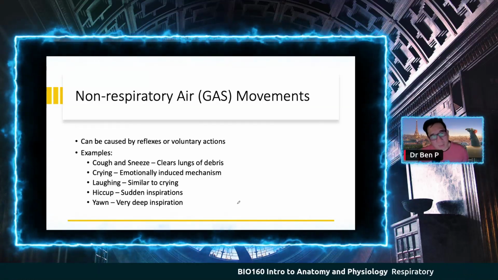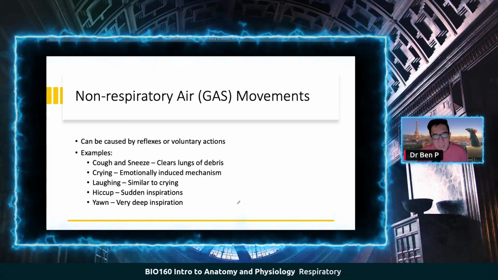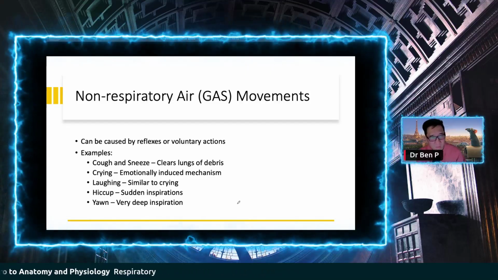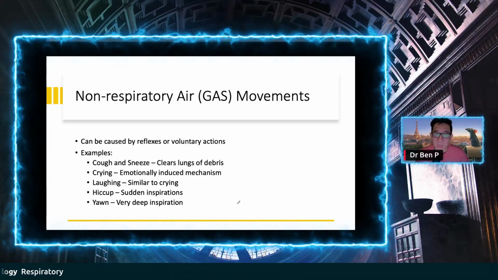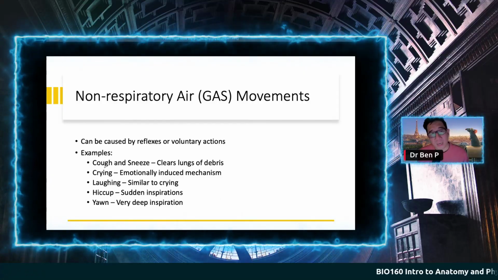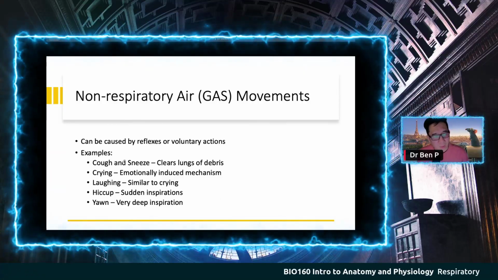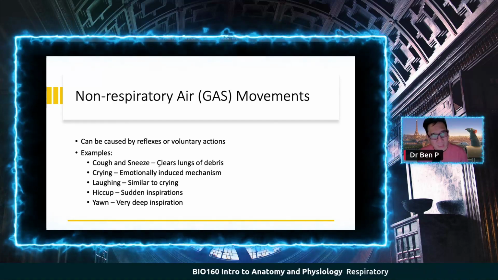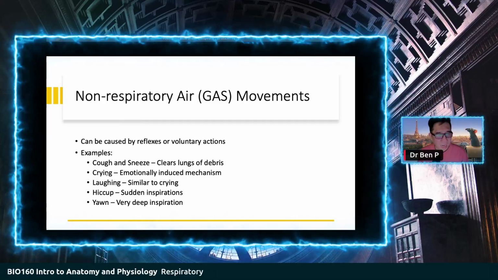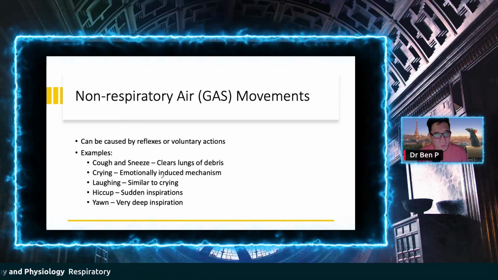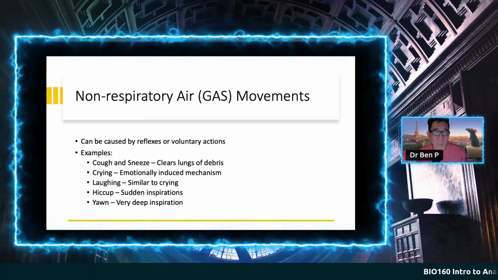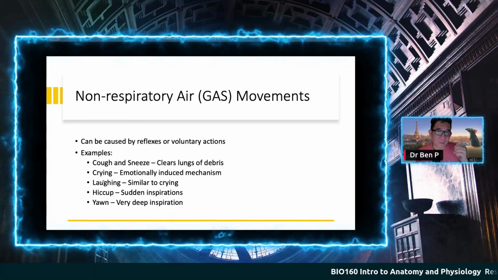These are the non-respiratory air movements. They are just reflexes and voluntary actions that we do on a daily basis. This is how we do them. Cough and sneeze are how we clear the lungs of debris. Crying is actually an emotionally induced mechanism. Laughing, you actually puff out a little puff of air when you laugh.